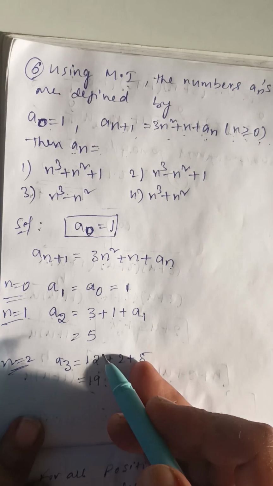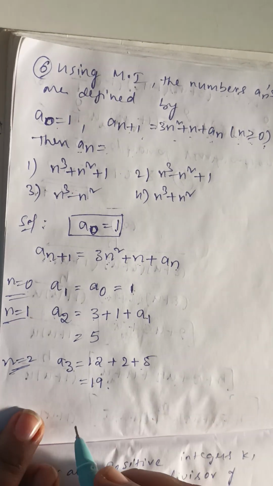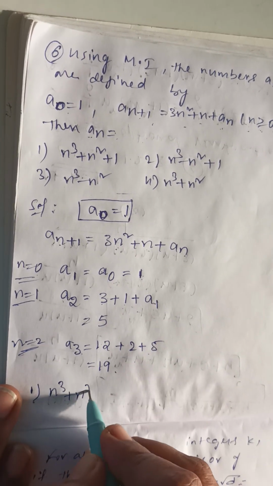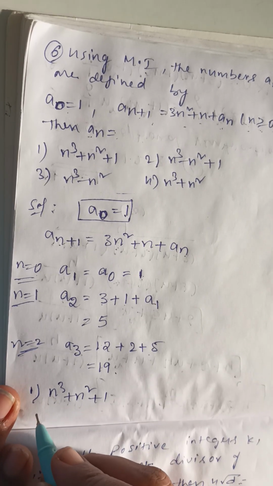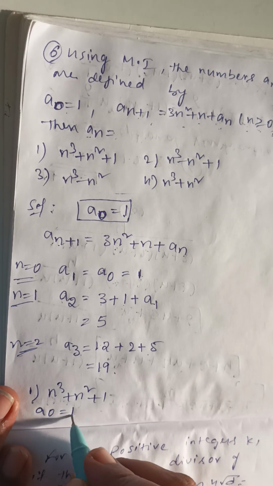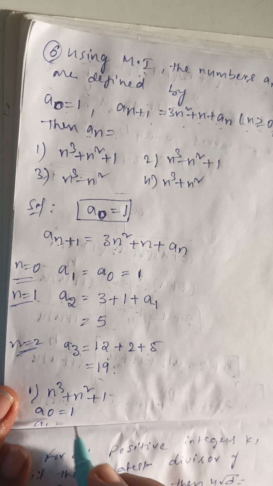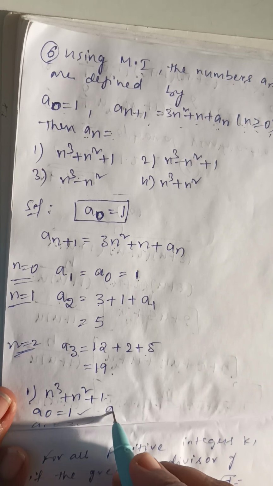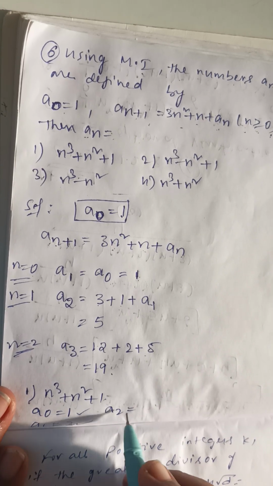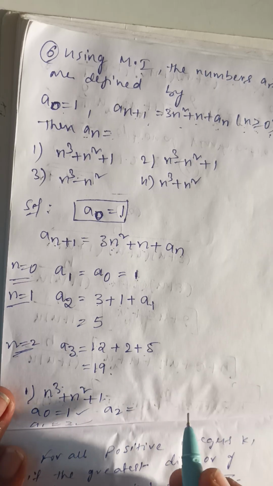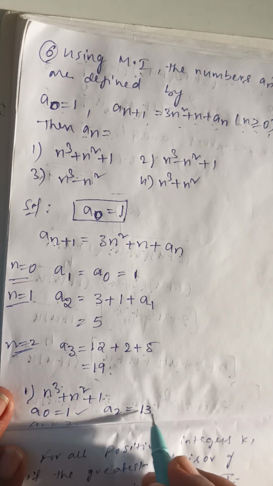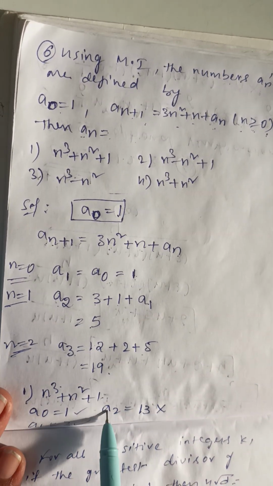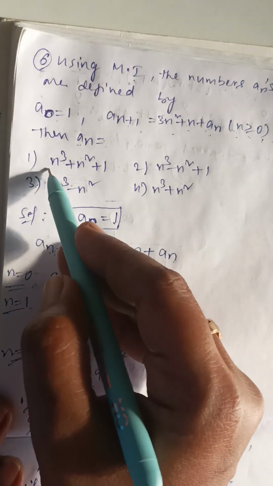Now check the options. Take the first option, which is n cube plus n square plus 1. Here a naught is equal to 1 always, a1 is 1 plus 1 plus 1, 3, which is also right. But a2 is 2 cube plus 2 square plus 1, so 13. So this is not right, because we got a2 equal to 5, but here it is 13. So the first option is wrong.